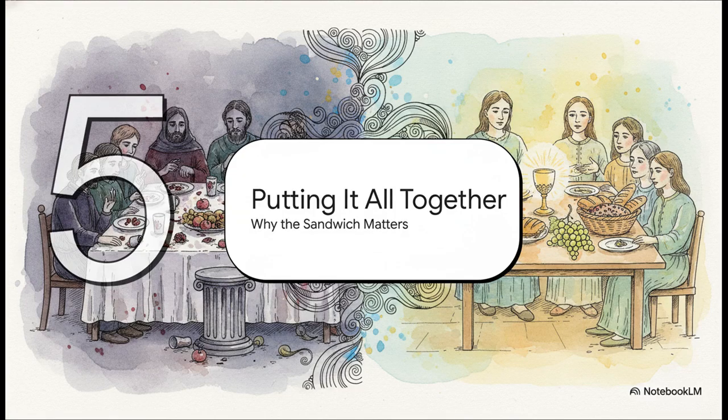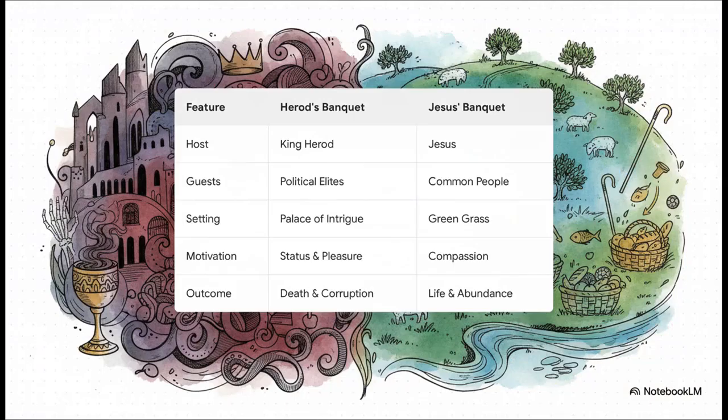Why interrupt the mission with that horrible banquet? Why put these 2 very, very different meals, one that ends in death and one that gives life, right next to each other? And this is where the whole structure just pays off brilliantly. Mark is forcing us to compare these 2 banquets. You've got Herod's banquet for the political elites, which is fueled by pride and leads to death. And then you have Jesus' banquet for the common people, which is fueled by compassion and leads to life and abundance. They represent 2 completely opposite ways of being, 2 opposite kingdoms.